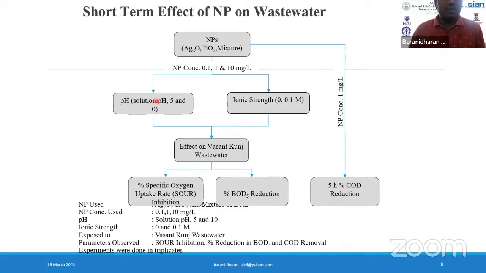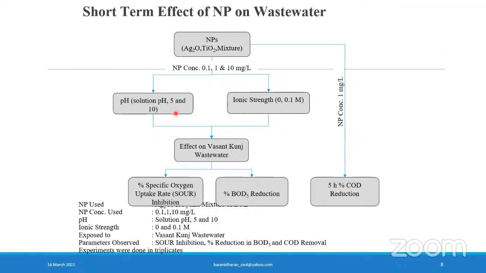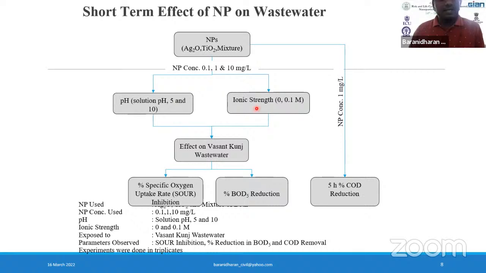Three different concentrations were looked into: 0.1, 1, and 10 milligram per liter. The solution characteristics were also changed. The pH of the solution was changed to 5 and 10, and two different ionic strength concentrations were also used, in order to understand the impact of silver oxide, titanium dioxide, and the mixture of these two at three different concentrations on wastewater.